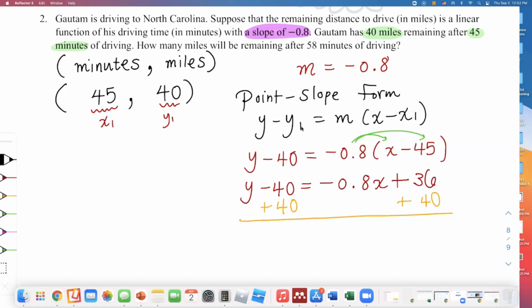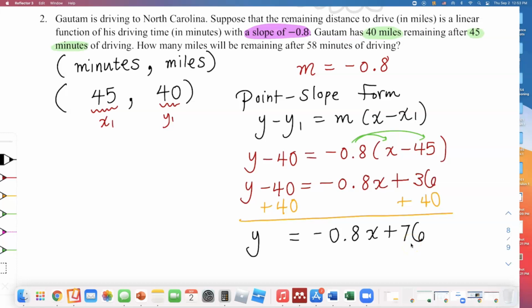So the equation will be y equals negative 0.8x plus 76. Which means, now this is interesting. If he drives 0 minutes, what will happen if you plug in 0 here? If he drives 0 minutes, he's going to have 76 miles to drive. So how far away is Gautam from the North Carolina border? He's 76 miles away when he first started driving.